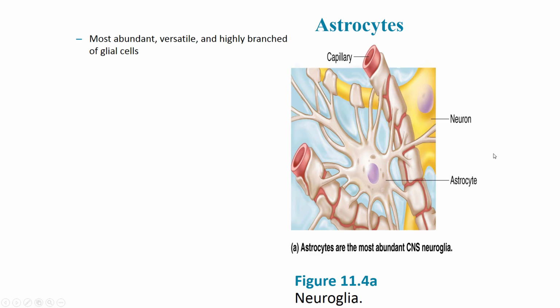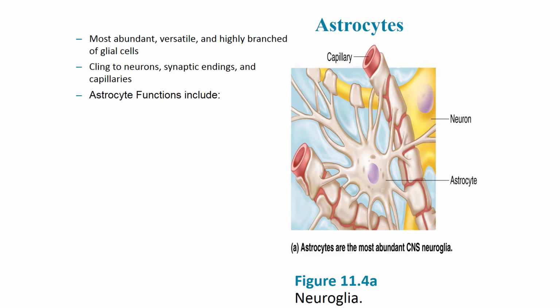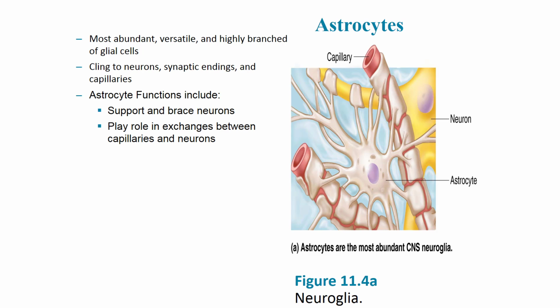The astrocytes are star-shaped. You could see them star-shaped, and they're hanging on to capillaries and processes of neurons. They're very abundant. They're very versatile and highly branched glial cells. They cling to neurons, synaptic endings, and capillaries. The astrocytes' functions would include to support and brace the neurons. They play a role in exchanges between capillaries and neurons.